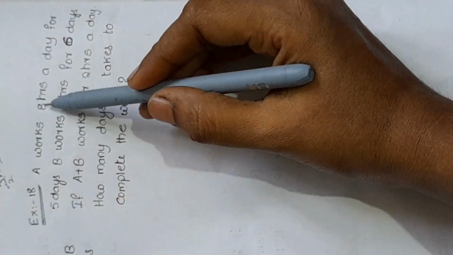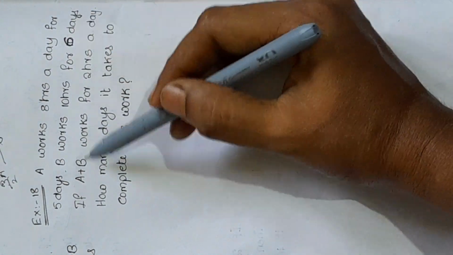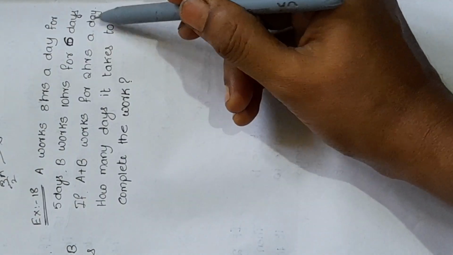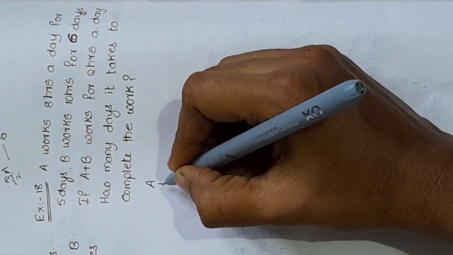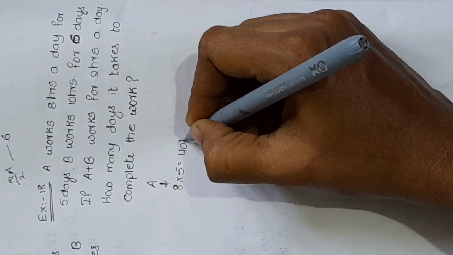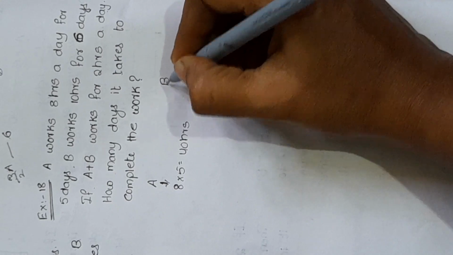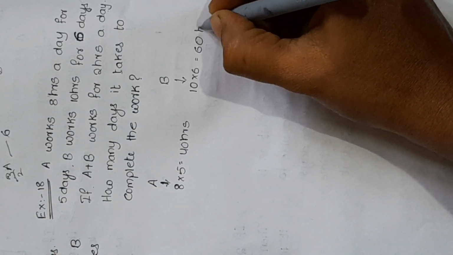18th example. A works 8 hours a day for 5 days, B works 10 hours a day for 6 days. If A plus B works 2 hours a day, how many days does it take to complete the work? A works 8 hours for 5 days. So, total 40 hours work. B works 10 hours for 6 days. So, total of 60 hours work.